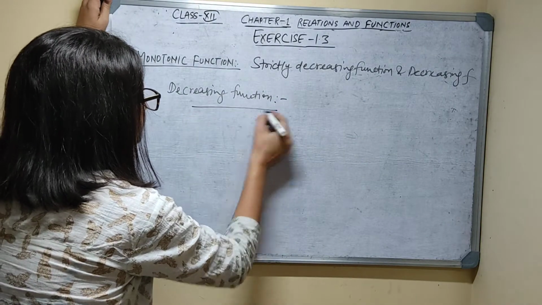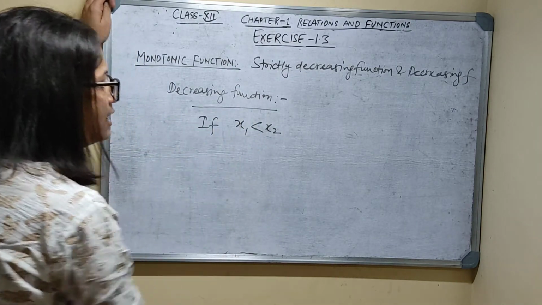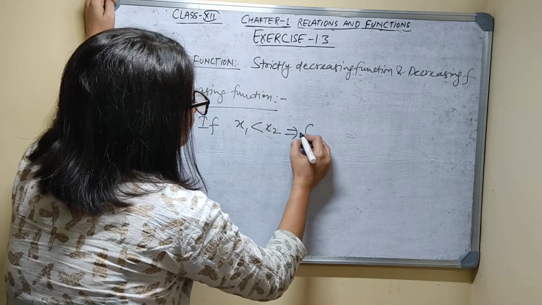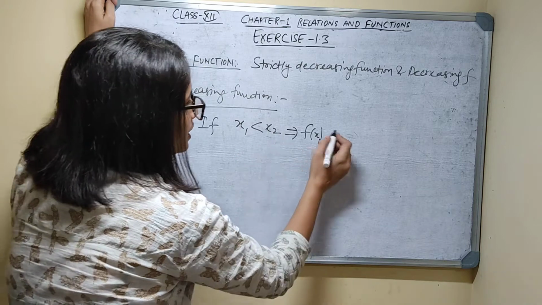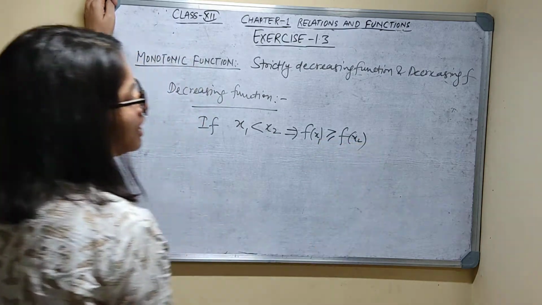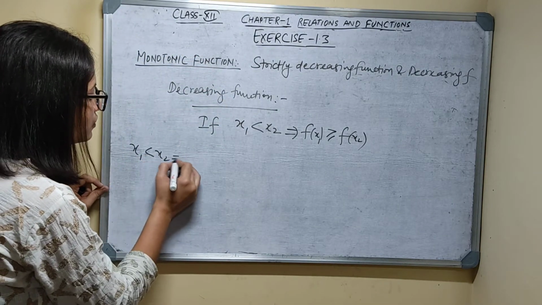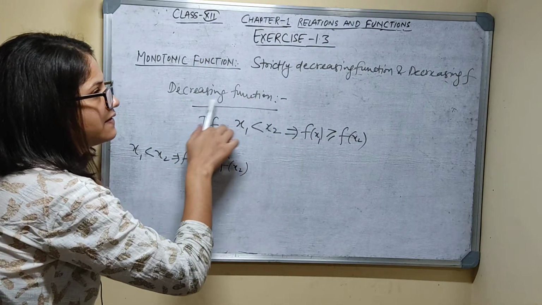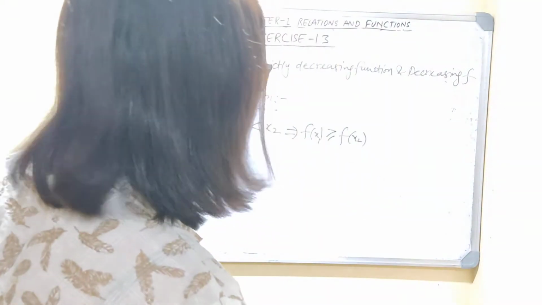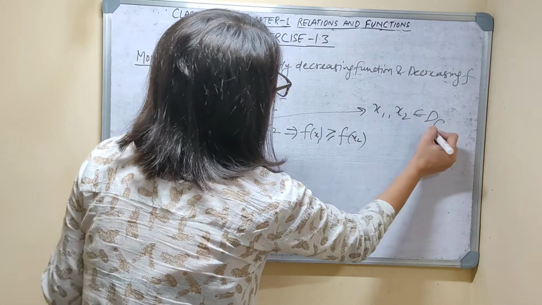Or you can write like this. Decreasing function, how will it be defined? If x1 is less than x2, decreasing function I am telling, then f of x1 is not less than or equal to f of x2. It is greater than or equal to f of x2. Reverse of increasing function. Increasing function, what we learned? If x1 is less than x2, f of x1 is less than or equal to f of x2. But decreasing function: if x1 is less than x2, then f of x1 is greater than or equal to f of x2, where x1, x2 belongs to the domain of a function.